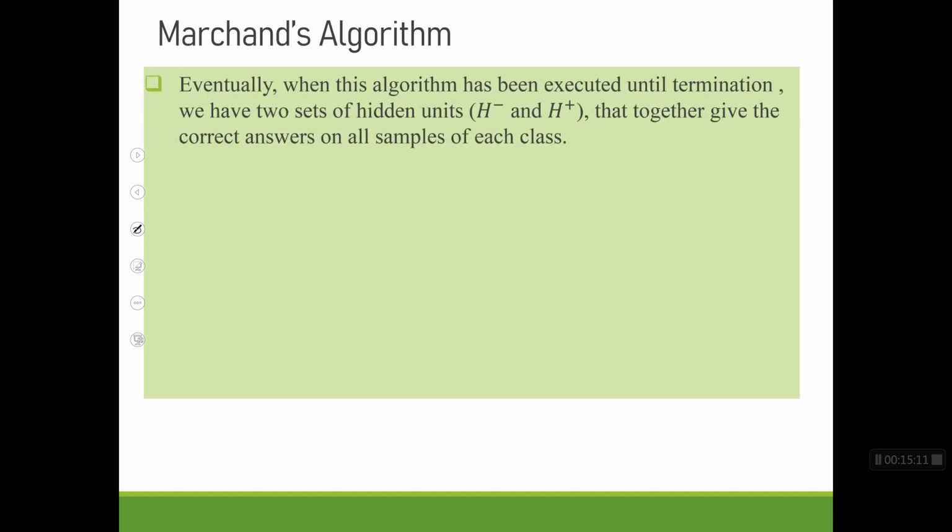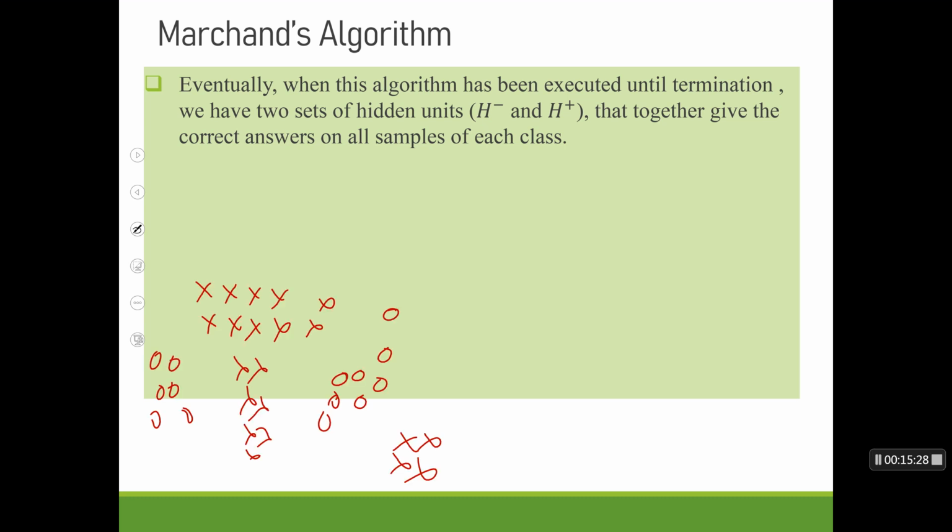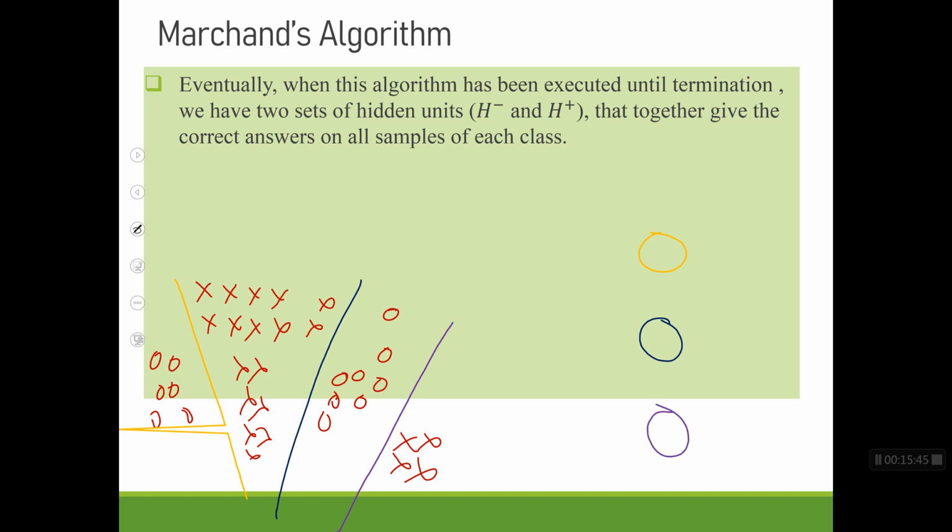Now, there are certain things once this algorithm has been executed until termination. At every step, what I told you is that we were going on adding hidden nodes, right? So, if I consider the same example, somewhat like this was the example which I had taken. I drew the first line here, for which I got one hidden node. Then I drew a second line here, for which I got a second hidden node. Then I got a third line here, for which I got the third hidden node.